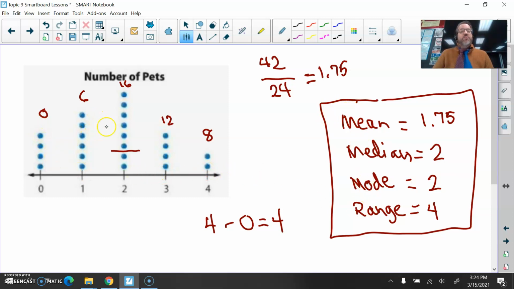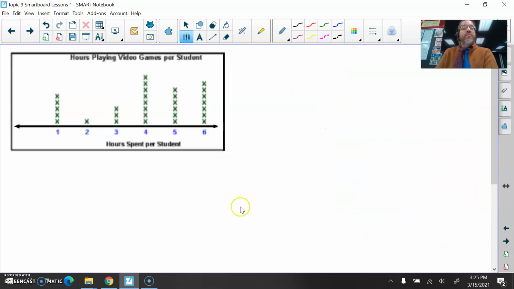Now notice dots were used here. I'm going to show you another example of a line plot that really looks a little more typical, because usually instead of dots, what you'll see are X's that get stacked, making your line plot. Here's an example that has X's.